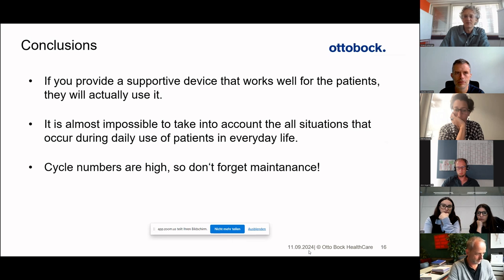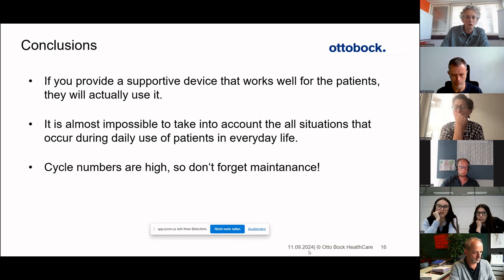The cycling numbers are quite high, so don't forget maintenance, both in your product design, parts that might wear should be easy to change, but also if you start to make a commercial product in your business case.